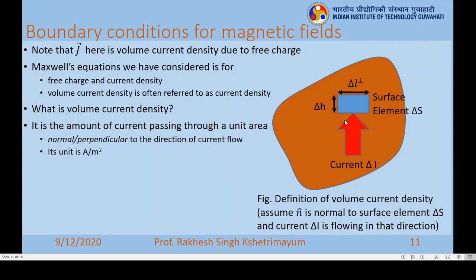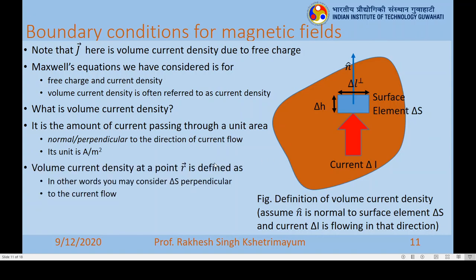So length is perpendicular to the direction of current flow. Delta h is also perpendicular because this is height. It should be actually coming out of this computer screen. So current is flowing now. And the area we are considering is perpendicular to the direction of current flow. And normal to this surface is also denoted by n, and current direction and normal to the surface should be in the same direction. In that case, only the surface element is perpendicular to the direction of current flow.